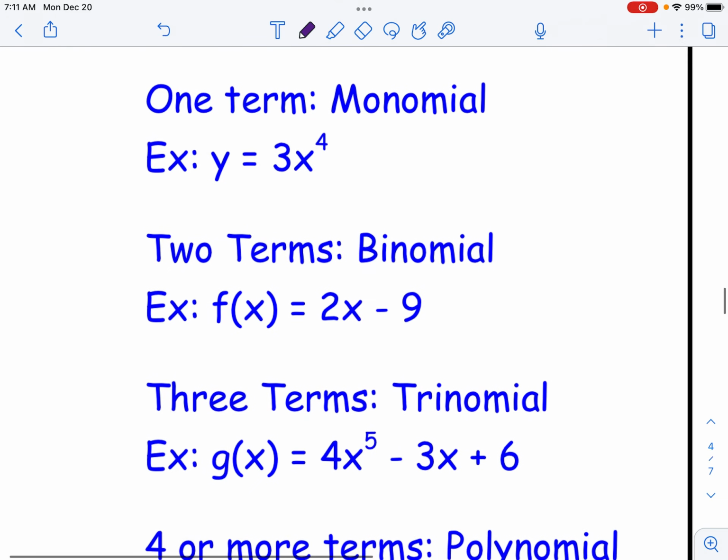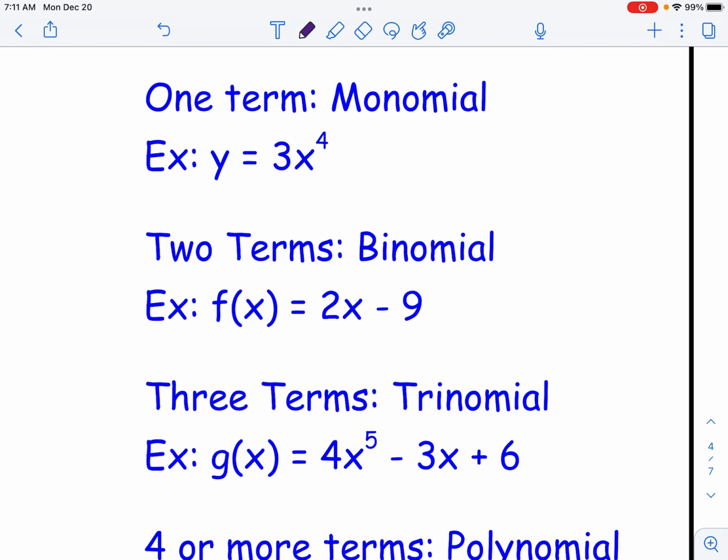All right, and then we have some terminology here. So let's look at the terminology of polynomials based on how many terms there are. In the first example, there's one term. I know it's 3x to the 4th. But what makes it 2 terms or 3 terms is if it's separated with a plus or a minus sign. So the first one is called a monomial. It just has one term. That one term is 3x to the 4th. The next example is called a binomial. That means there's 2 terms, and these 2 terms are 2x and minus 9.